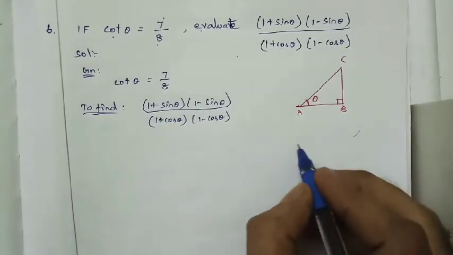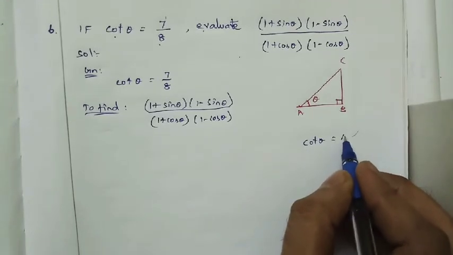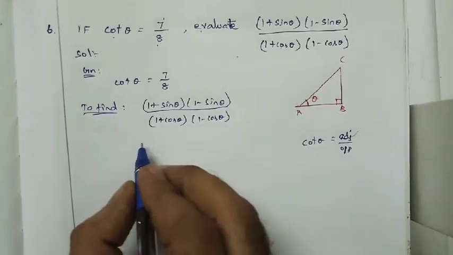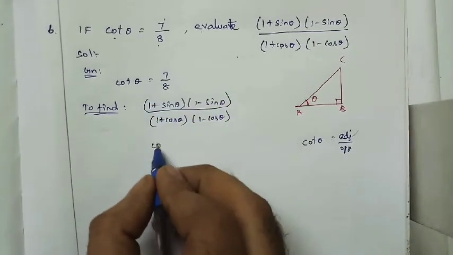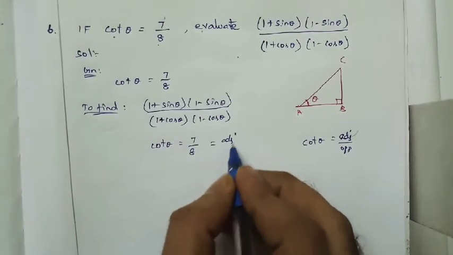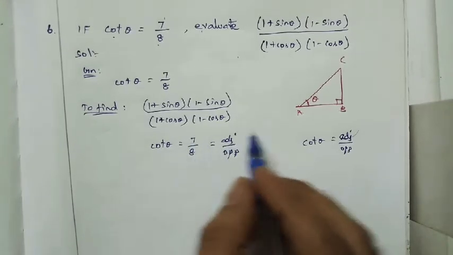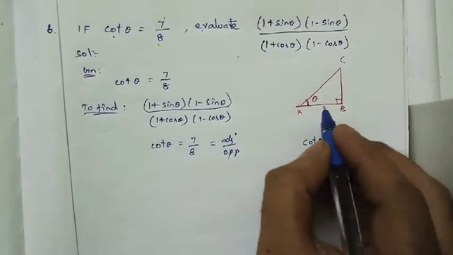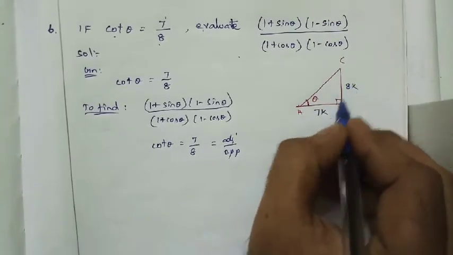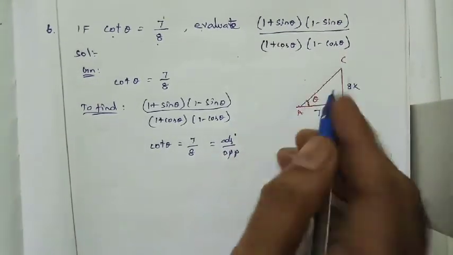What is the formula of cot theta? Cot theta is adjacent side divided by opposite side, right? So cot theta is equal to 7 by 8, which is equal to adjacent side divided by opposite side. So here, the adjacent side for theta is nothing but 7k and the opposite side is nothing but 8k, right? We know the adjacent and opposite sides, and we want to find the hypotenuse. By using the Pythagoras theorem, we can find the hypotenuse, right?